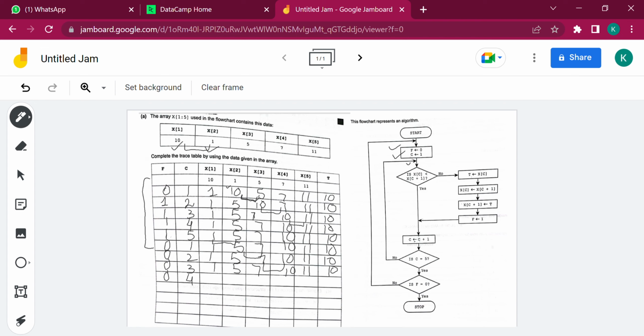In the next step, we are going to compare these two values, 10 and 11. And 10 is less than 11. We are just incrementing the counter. The rest of the values will be written as they are, as there is no swapping. Now we are here. Is c equal to 5? Yes. Is f equal to 0? Yes, f is equal to 0. So we are stopping here. Here we are stopping our algorithm.